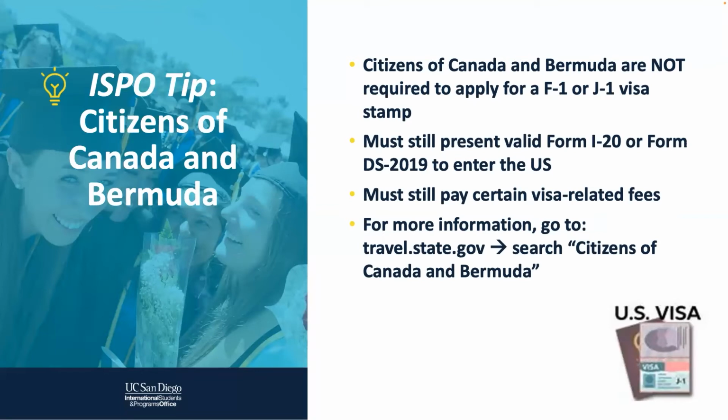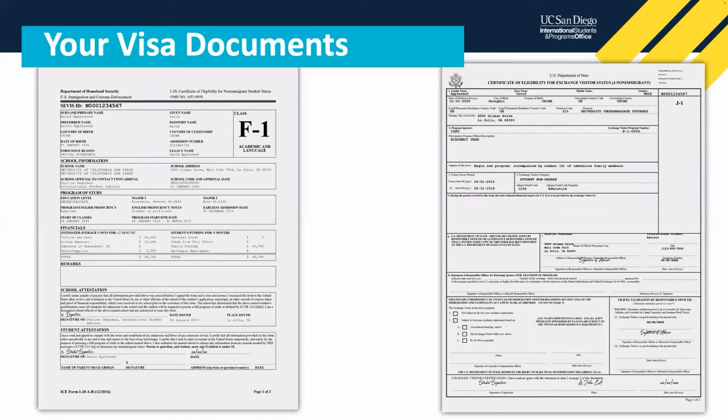And if you are a citizen of one of these countries, you can go to the travel.state.gov website and search citizens of Canada and Bermuda. It'll give more information on exactly what to bring when you enter the US, but we also have information on our website on applying for a visa with what information you need to bring with you. So that's a nice perk for our Canadian citizens and those from Bermuda as well. Next slide.